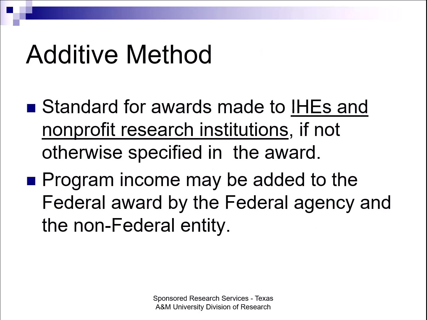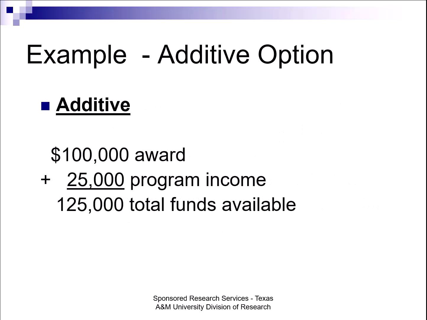The additive method is a standard for awards made to institutes of higher education and nonprofit research institutes, if not otherwise specified in the award. Program income may be added to the federal award by the federal agency and the non-federal entity. Program income funds are added to the funds committed to the project by the sponsoring agency and used to further eligible project or program objectives.